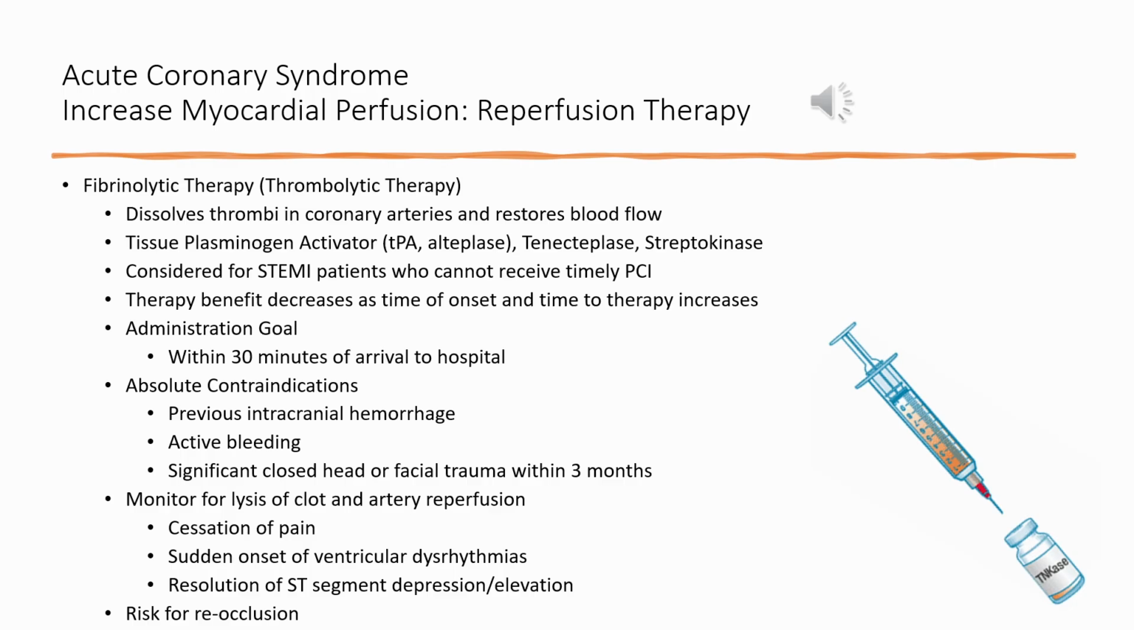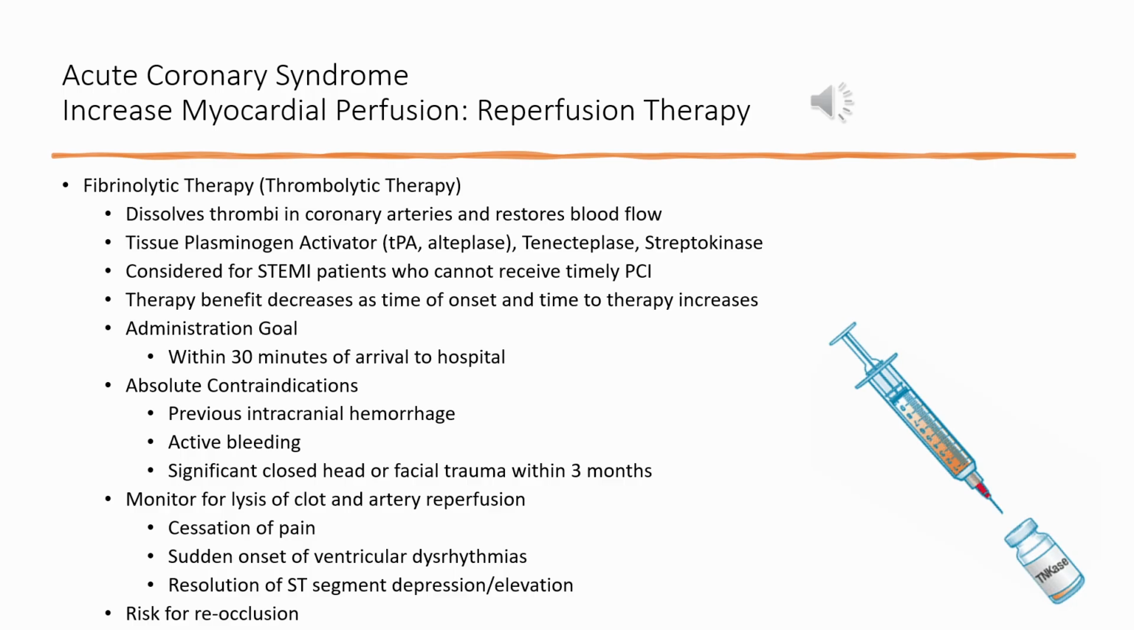So say that we administer these medications for reperfusion. How do we know if it's working? So some of the key signs that the clot has been successfully dissolved and the blood flow has been restored is, first, the cessation of chest pain. So when the heart muscle gets enough oxygen again, the pain should subside. Another way to know that it's working is the sudden onset of ventricular dysrhythmias. So this might sound bad, but it actually indicates that the heart is responding to the restored blood flow. And lastly, we see the resolution of ST segment changes on the ECG. So the ST elevation should return to baseline.